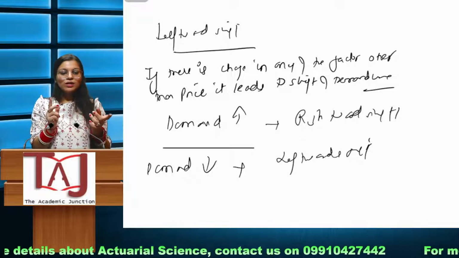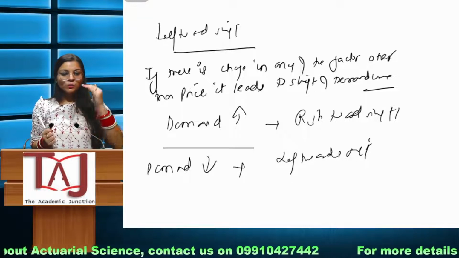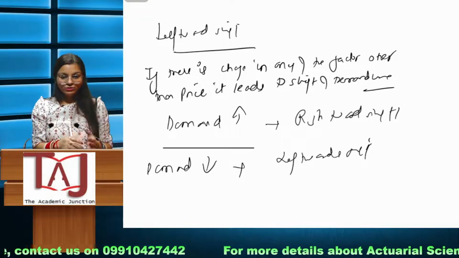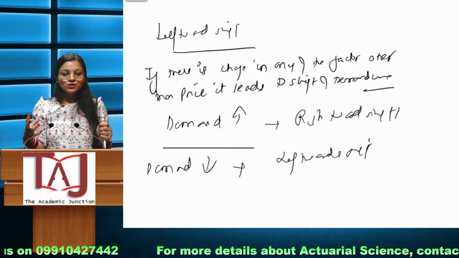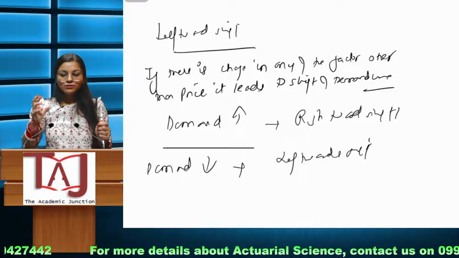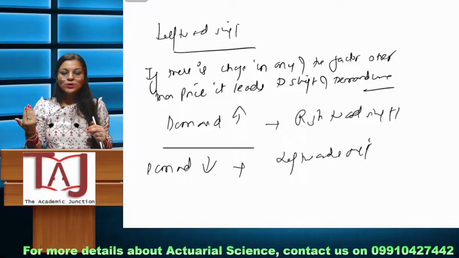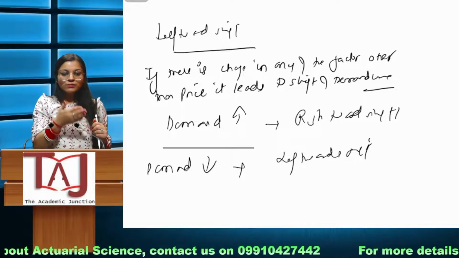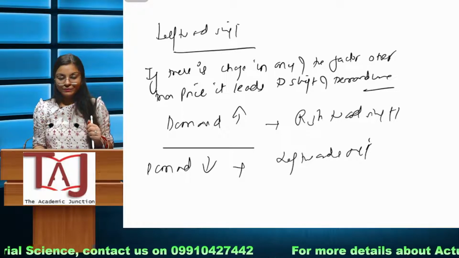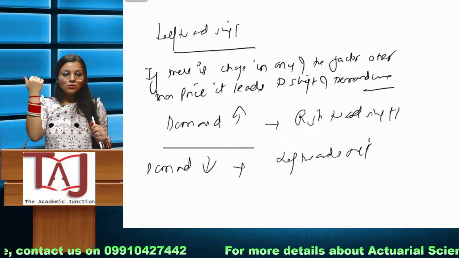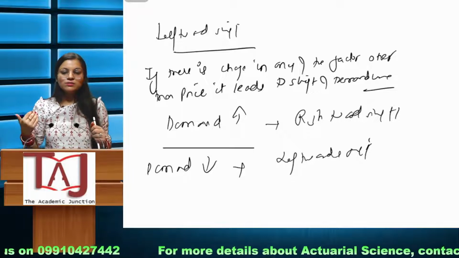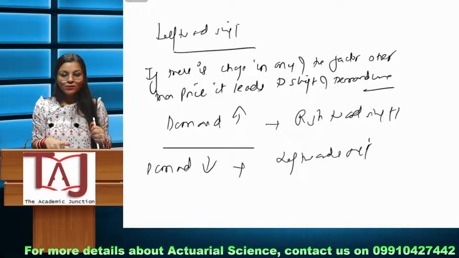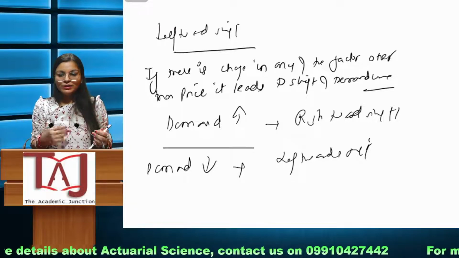So that means you can have four types of changes: upward movement, downward movement, rightward shift, leftward shift. A rightward shift is because of changes in factors other than price, but they are changing in such a manner that it is leading to an increase in my quantity demanded. A leftward shift is because of changes in factors other than price, but they are leading to a decrease in quantity. Upward movement is as a result of an increase in price, downward movement as a result of a decrease in price. So a price change means movement along the demand curve, and factors other than price will lead to a shift.